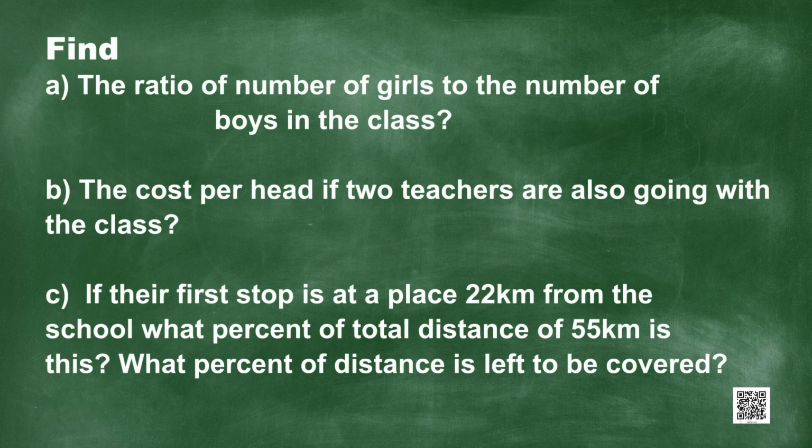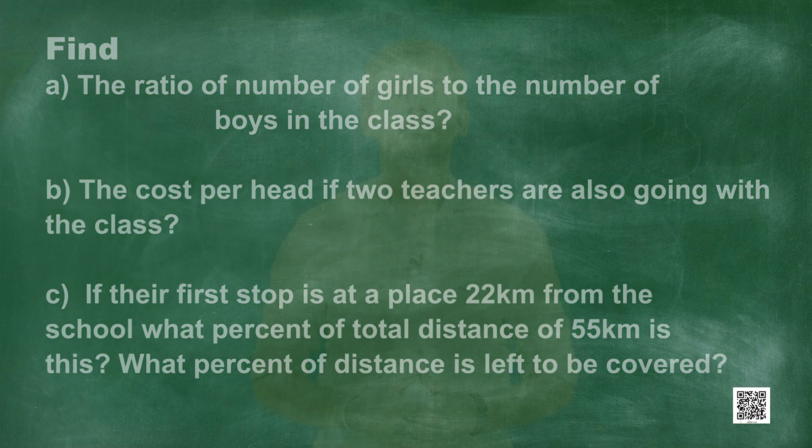So, given this information, find first, the ratio of number of girls to the number of boys in the class. Second, the cost per head if 2 teachers are also going with the class. And lastly, if their first stop is at a place 22 kilometers from the school, what percent of the total distance of 55 kilometers is this? What percent of distance is left to be covered?